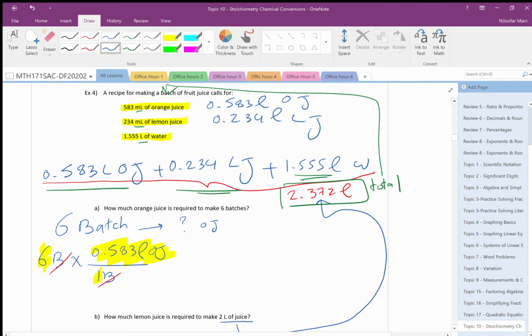So here 6 times 0.583, which is 3.498. So it is 3.498. Am I right? So it says how much orange juice? Yes, that's orange juice, and that's for 6 batches. For one batch I use this much, so this is in liter. So liters of orange juice.